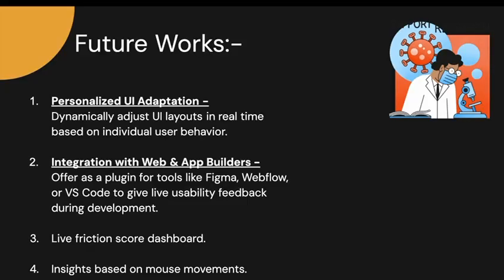Future work. Coming to the future scope of the project, majorly we can improve by incorporating UI suggestions based on users' behavior and a live friction score dashboard, which will give us insight into the intuitiveness of the application in live.